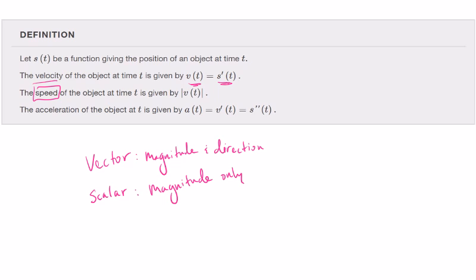All right, and then the last thing here is acceleration. So acceleration is the derivative of velocity, right? So acceleration is the derivative of the velocity function, and it's also the second derivative of the position function, right? So acceleration is the rate of change of velocity. So how fast the velocity is changing over time is what the acceleration tells us.